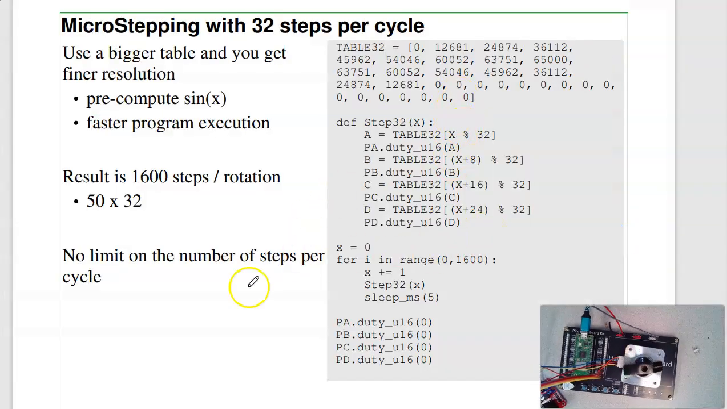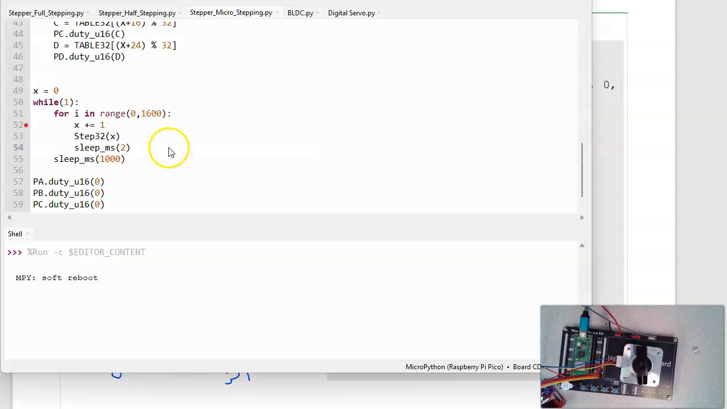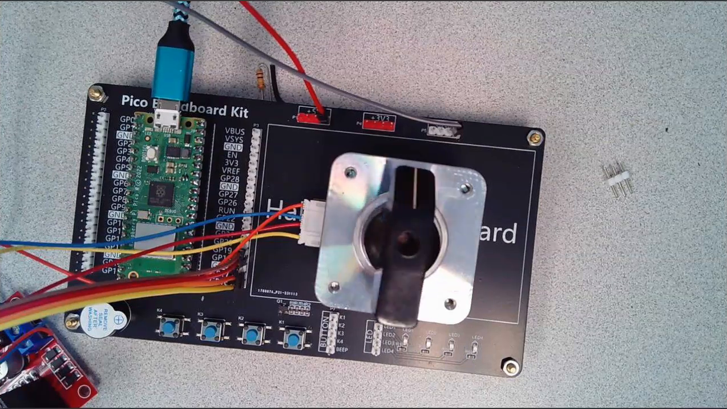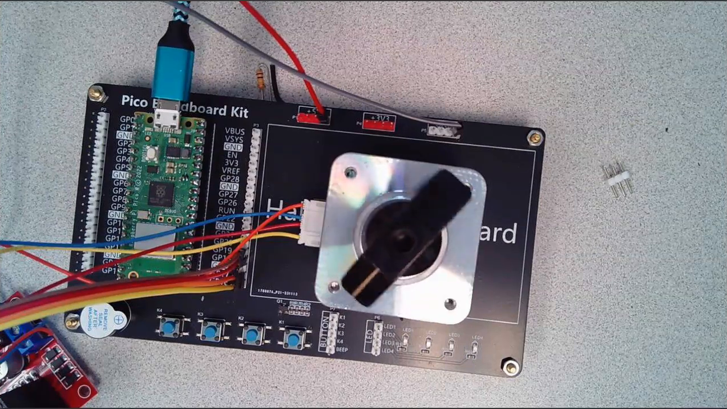Same idea. Take your half rectified sine wave, split it up into 32 steps. So here's 0, here's 31, repeat. The last 16 entries are 0. This is your sine wave for the first 16. I now have 1,600 steps per rotation. Here's what that looks like. You can note that I'm going to count to 1,600. 1,600 steps is one rotation.